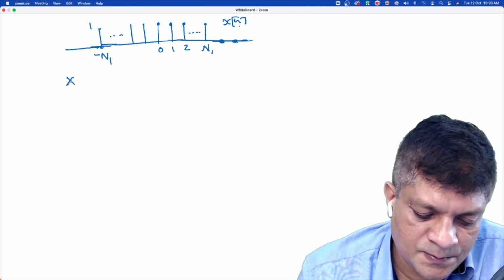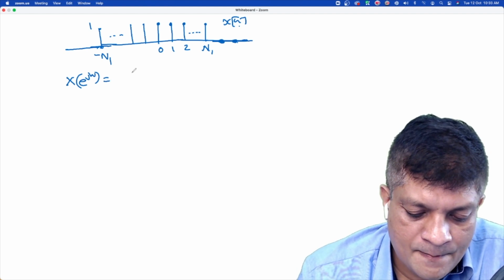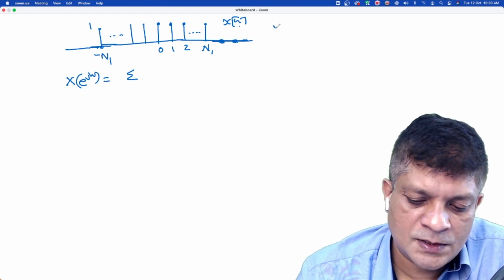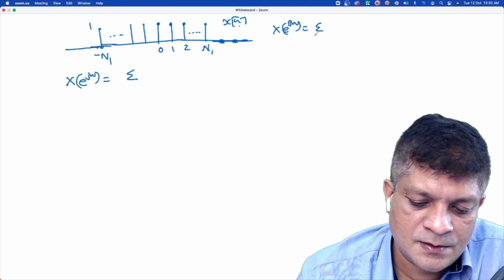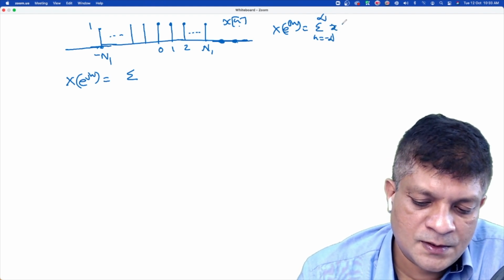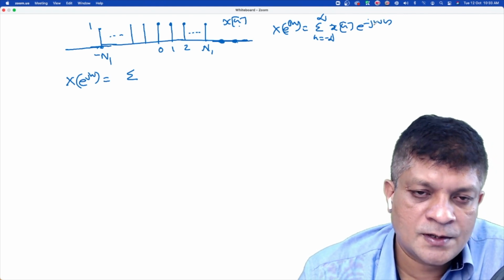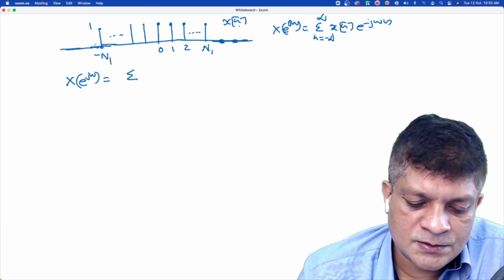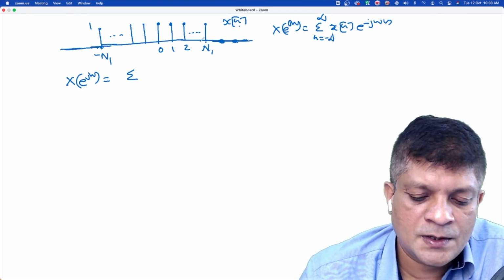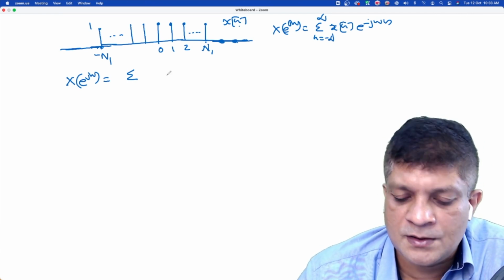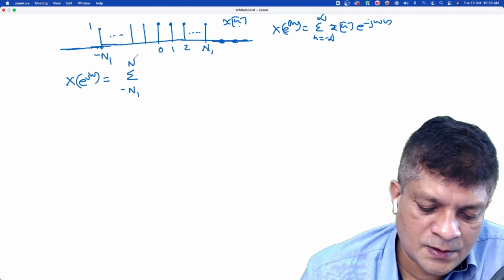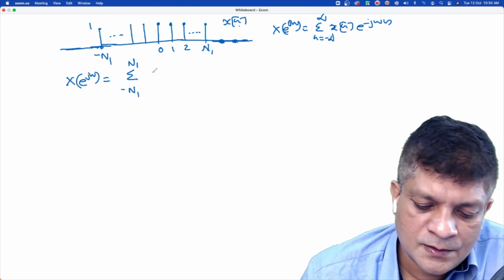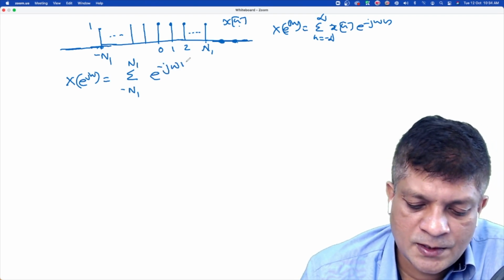Tell me what is X(e to the power j omega)? It is the summation n from minus infinity to infinity x[n] e to the power minus j omega n. That is the discrete time Fourier transform. For this particular signal, it is 0 outside the interval minus n1 to n1. So the summation is only over that interval, isn't it? So it is from minus n1 to n1. Then in that interval, what is the value of the signal x[n]? It is 1. So it is e to the power minus j omega n.